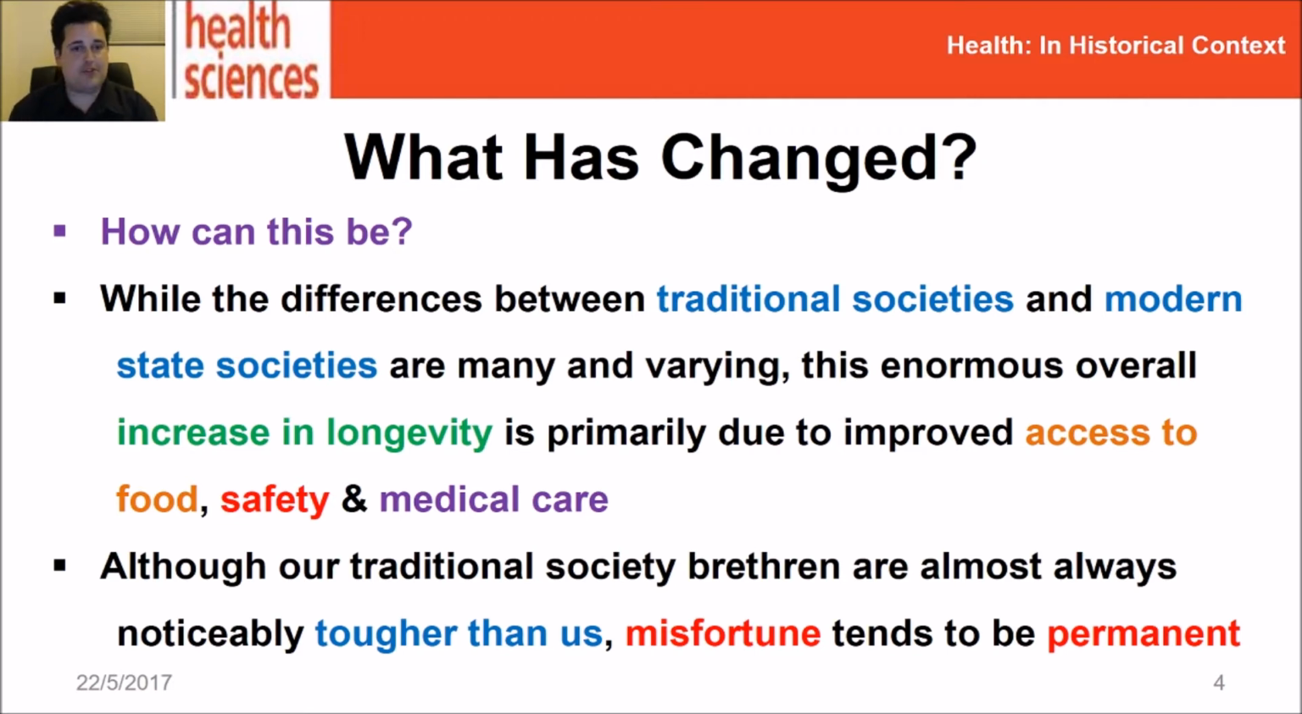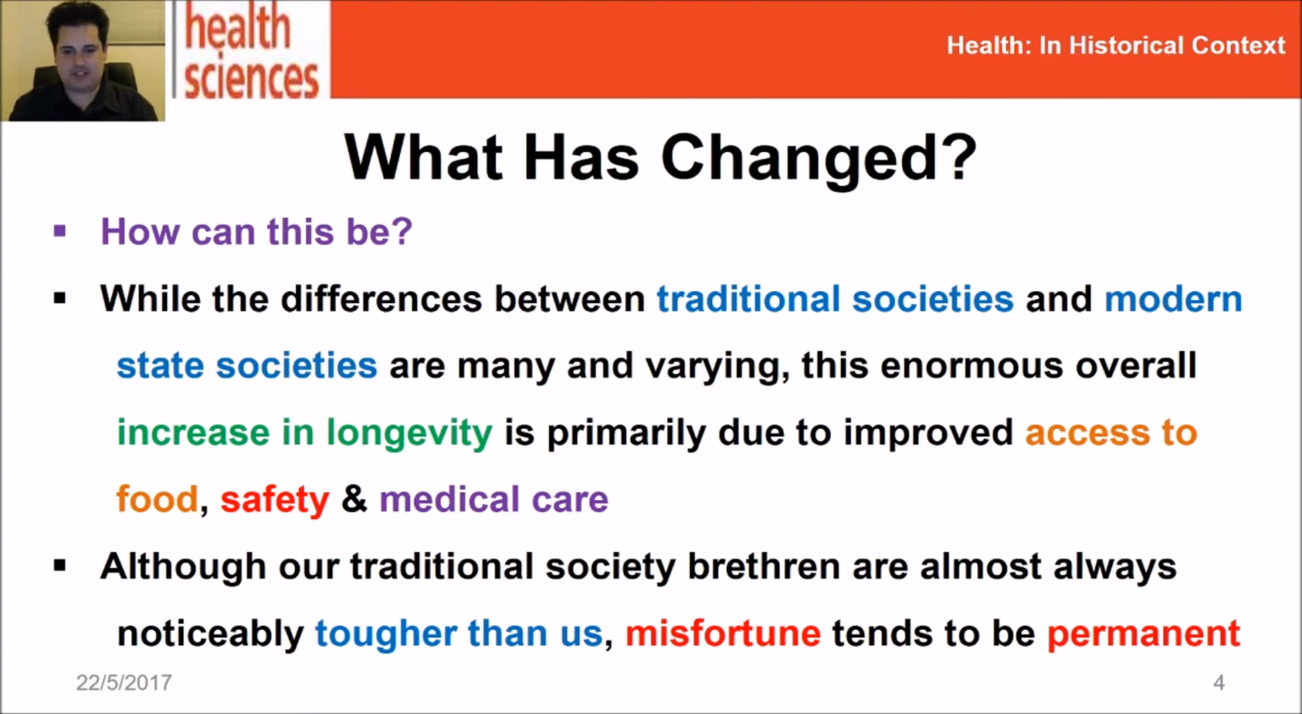We have better food security, we have better safety, and of course, we now have medical care that dwarfs any of its ancestor traditions in being able to put us back together when we've encountered some kind of terrible misfortune. And that's a good way to think about it.